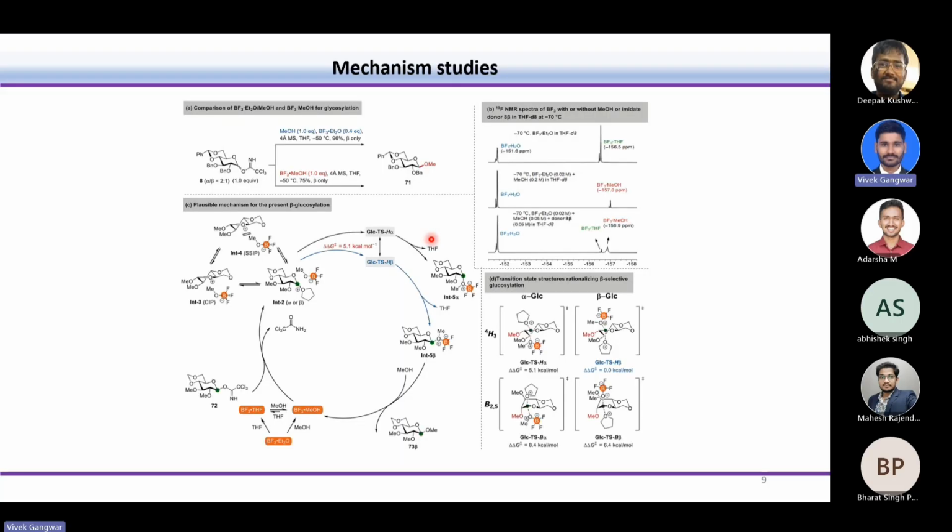Plausible mechanism. Yeah. So in that case, this is the transition state for alpha and beta. So this transition state, take a reference of 0, and this is higher energy. So from this they are getting this alpha product, means the 1,2-cis product. Why is this lower energy and this higher energy? This is the case of this higher and lower energy.